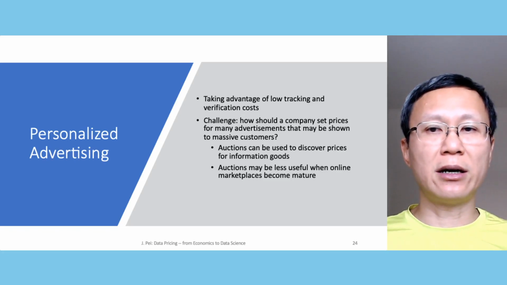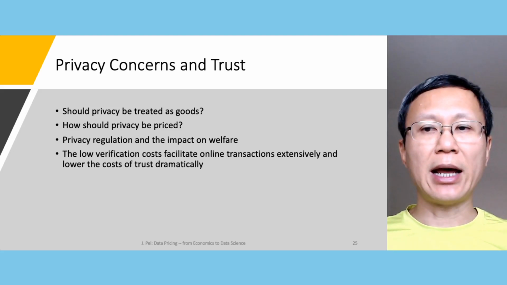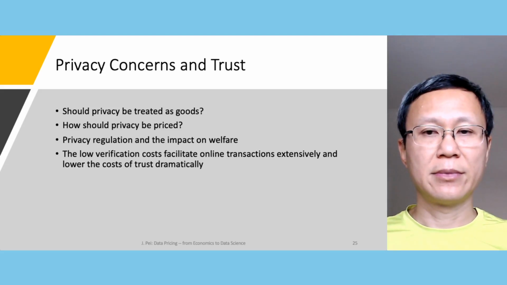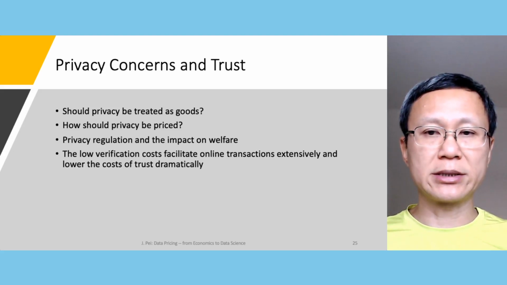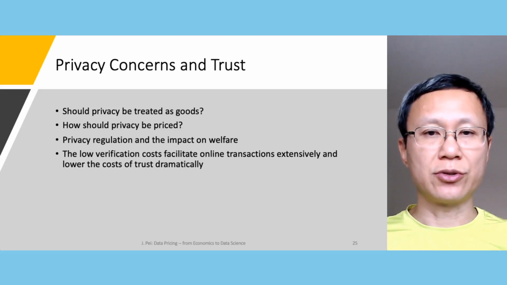The low checking cost and consequences such as price discrimination lead to serious concern about privacy. As will be discussed later in this tutorial, whether privacy should be treated as a good and how privacy is priced are investigated. Moreover, privacy regulation and its impact on welfare are important topics, though they are far beyond the scope of this tutorial.